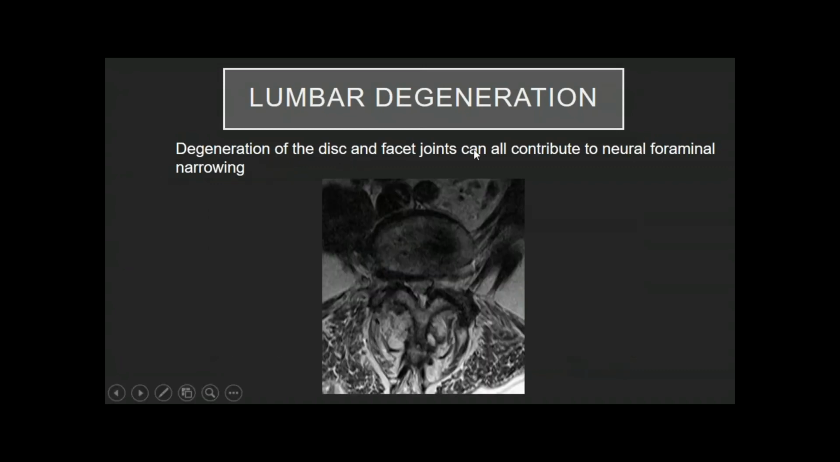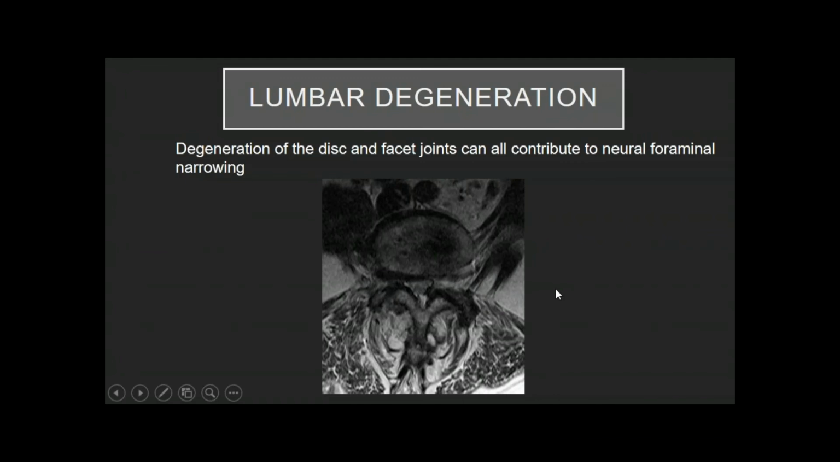So degeneration of the disc and facet joints can all contribute overall to spinal canal narrowing as well as neural foraminal narrowing. So why do I say neural foraminal? Look, this is a disc. This is not the facet, this is the disc. Here you have an open neural foramen on this side, and now you see the foramen here is severely narrowed, and it's severely narrowed because you have this asymmetric disc bulge. So even the disc itself is contributing to foraminal narrowing in the lumbar spine.